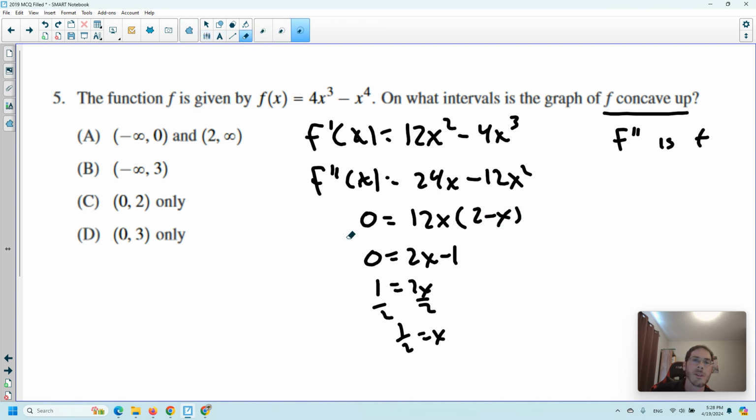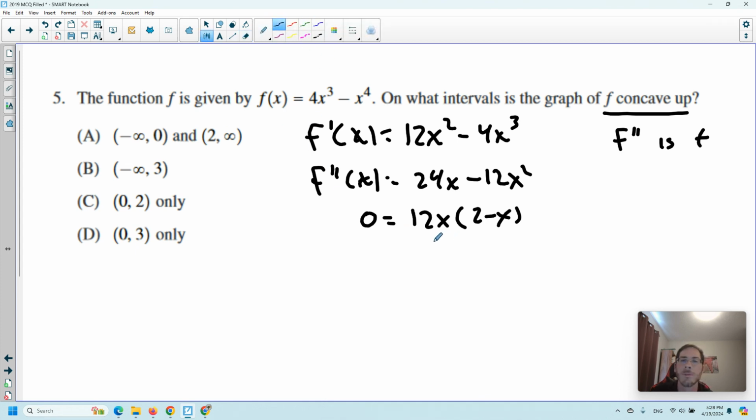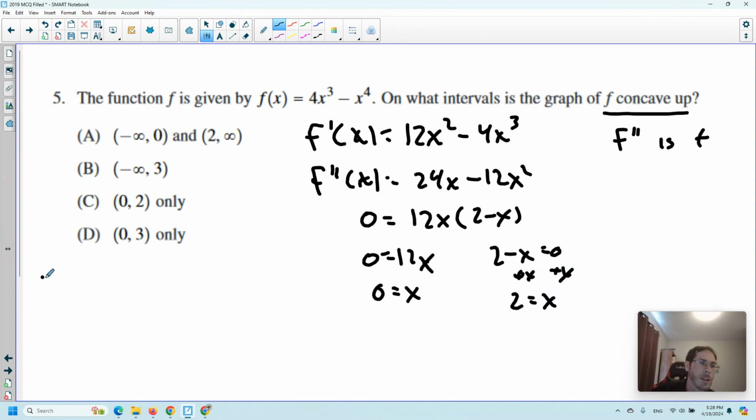Oh, that's going to change everything. All right, well, it's all right. That's why we double check it. So we get 0 equals 12x. So clearly that's going to be 0 equals x. Over here we get 2 minus x equals 0. If I add x to both sides, we get 2 equals x. All right, same idea though.